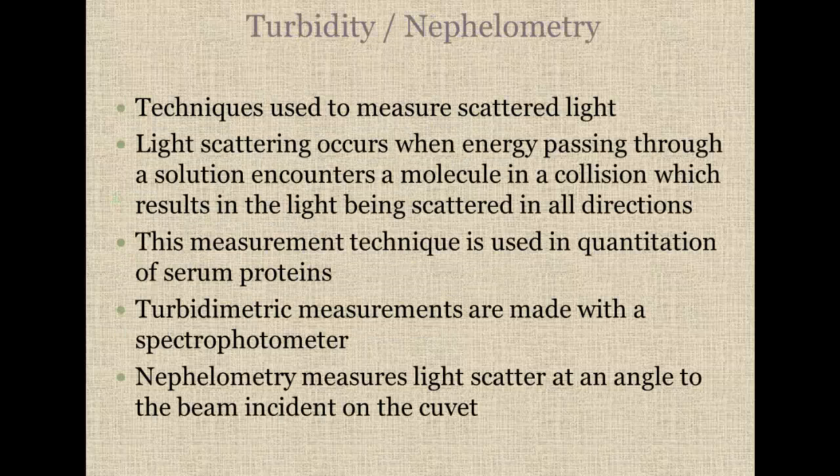The next one is turbidity or nephelometry, just as it sounds. Think of something with a high turbidity being something like milky, and something with a low turbidity being something clear like water. These are techniques used to scatter light. Light scattering occurs when energy passing through a solution encounters a molecule in a collision, which results in the light being scattered all over. Picture milk and all the little fat molecules inside of milk. If you were to shine a light through that, it would scatter light all over the place. There's lots of little fat particles in there.